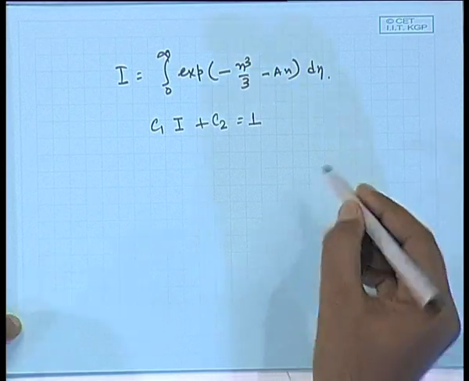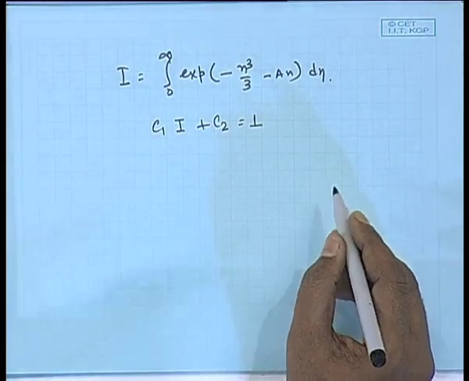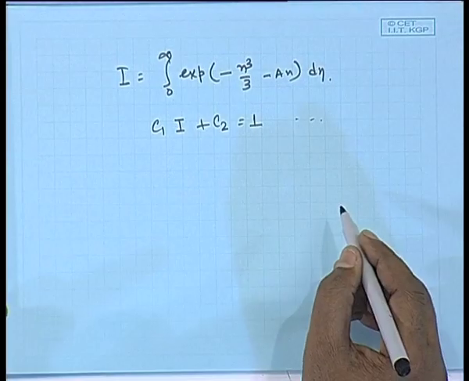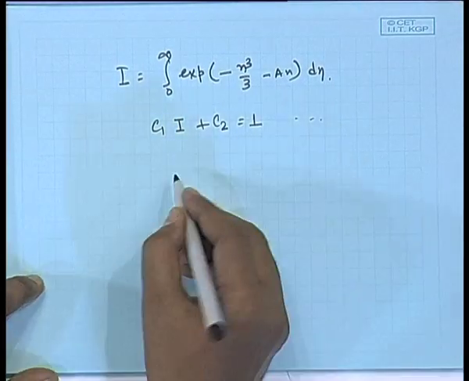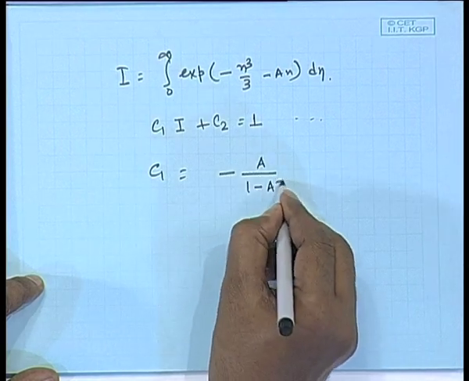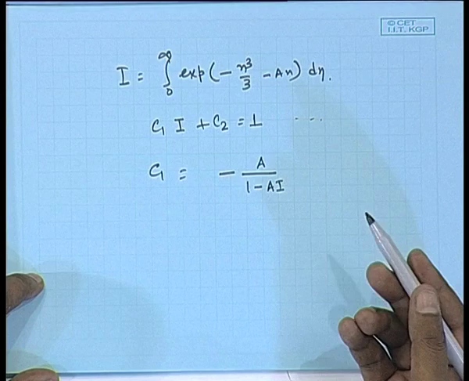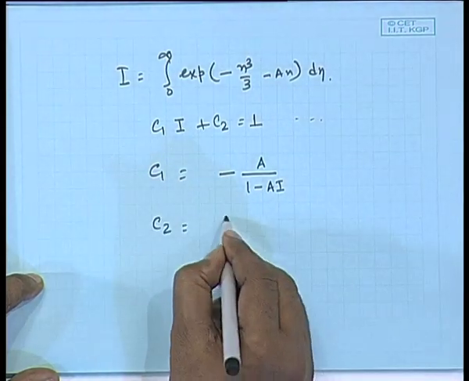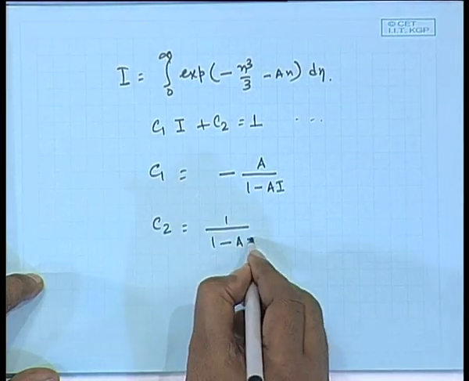Now, you have the one equation previously, and you have this equation now: two equations and two unknowns C1 and C2. Solve these two equations, and C1 becomes minus A by 1 minus AI, and C2 becomes 1 by 1 minus AI.